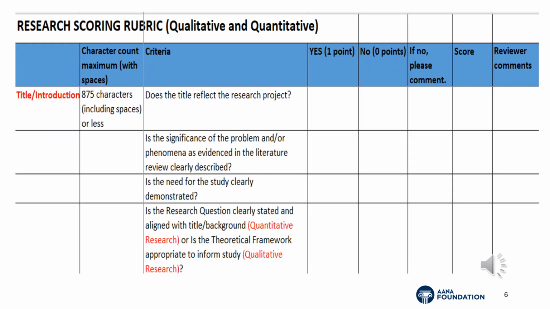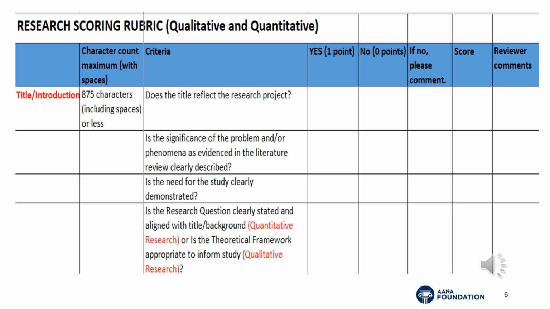The next section of the research scoring rubric is the title and introduction section. There is a character limit here of 875 characters, and this does include spaces. And there are 4 criteria here. If you move across, you can see that for each criteria, the reviewer will select yes or no. If it's yes, it will be scored 1 point. If it's no, it will get 0 points. And we ask that if no is selected by the reviewer, that a comment is provided.